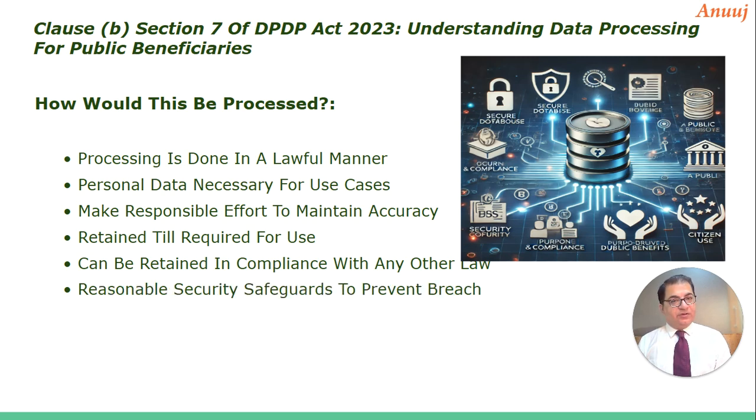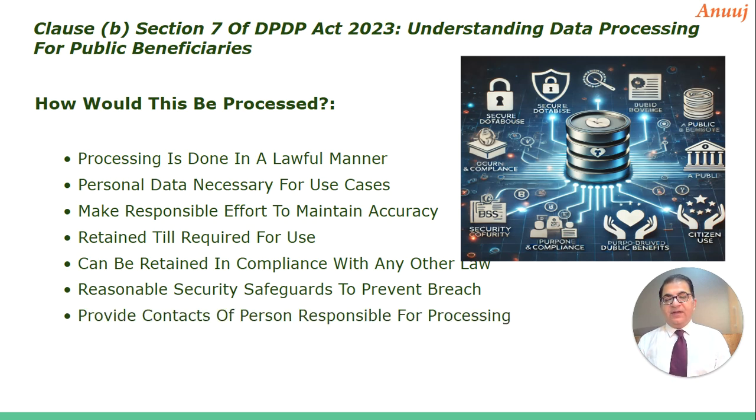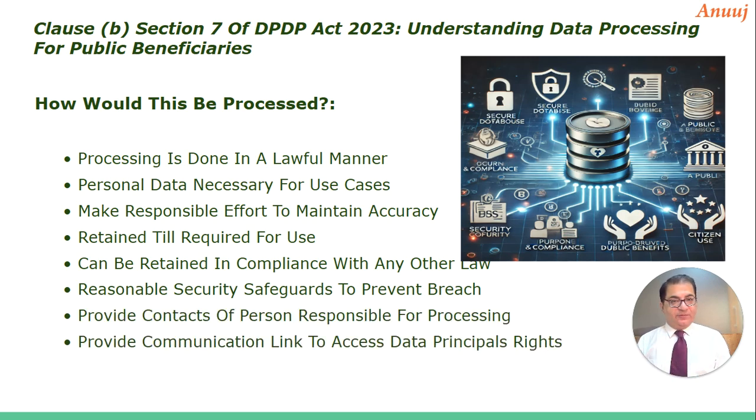And reasonable security safeguards, the encryption and anonymization, all need to be maintained. You need to provide the contact person, the person collecting, the person responsible for processing, communication links, notices issued, information sent. So you're not directly saying notices issued because you are talking of beneficiaries.